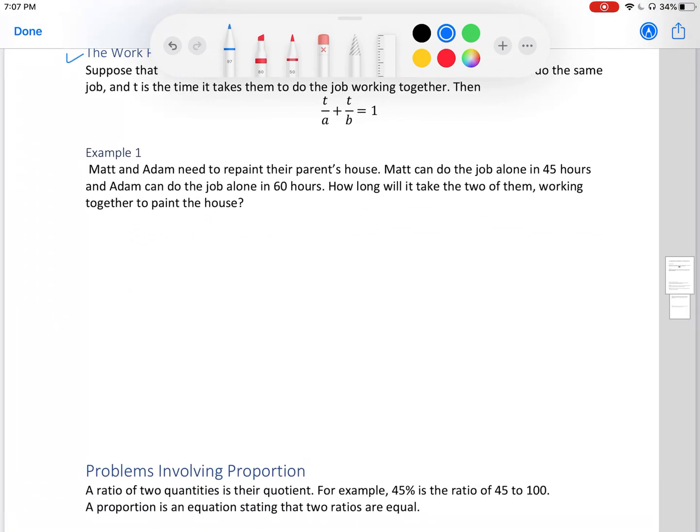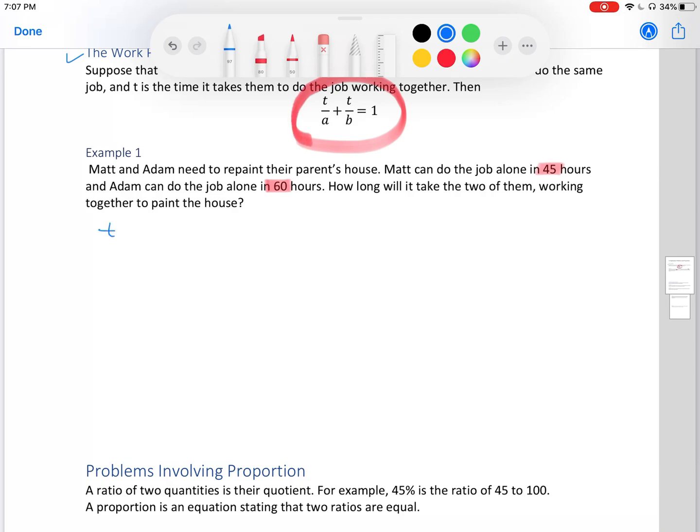So let's do an example. These work problems all follow that same outline. Matt and Adam need to repaint their parents' house. Matt can do the job alone in 45 hours, and Adam can do the job alone in 60 hours. How long will it take the two of them working together to paint the house? We see that it takes one of them 45 hours and the other 60, so we follow that outline from the work problems to fill this out.